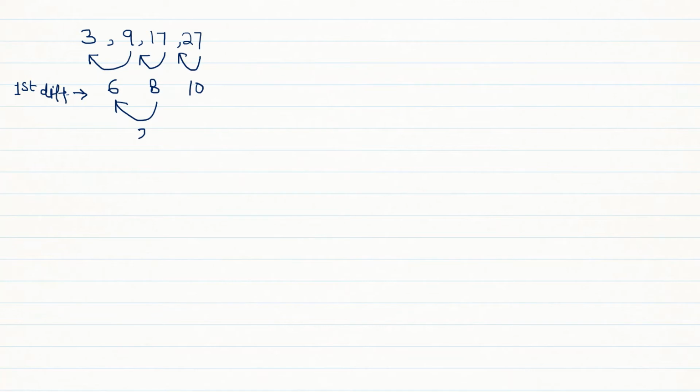8 minus 6 is definitely 2 and 10 minus 8 is definitely 2. So we can notice that here the second difference is coming out equal. So as per the rule, since the second difference is equal, this sequence is definitely given by a polynomial of second order, or a quadratic polynomial. So it is given by a quadratic polynomial.